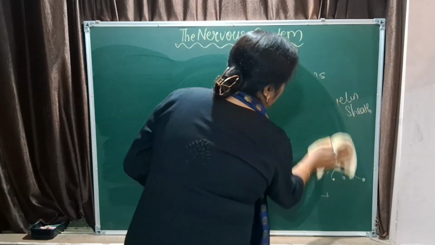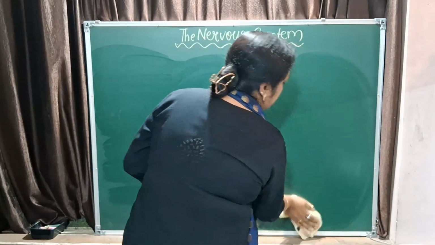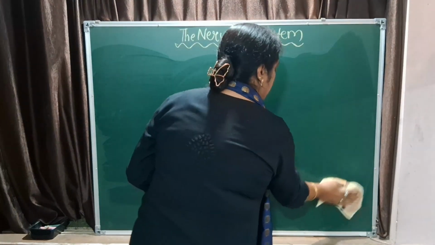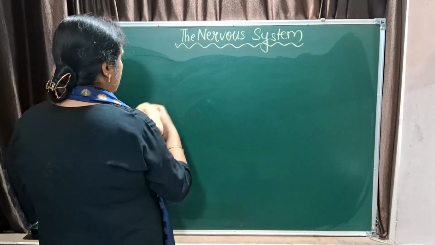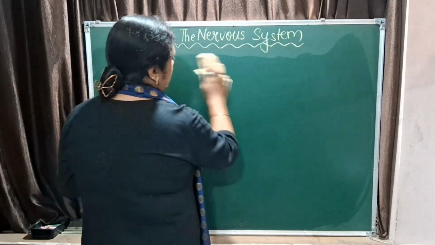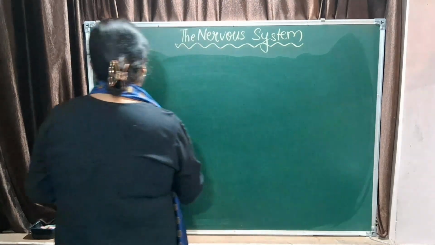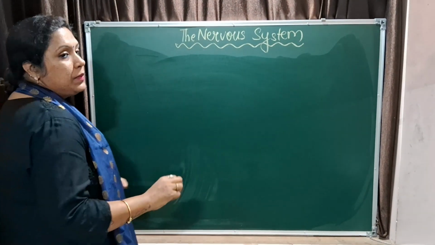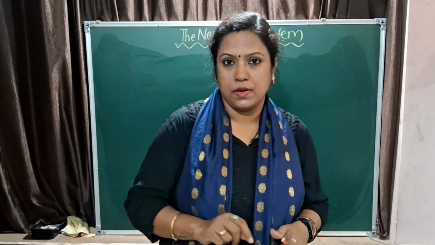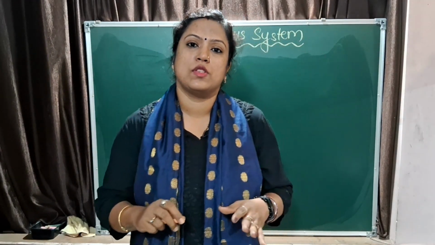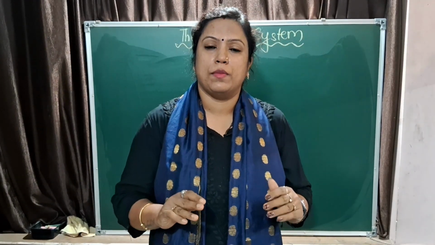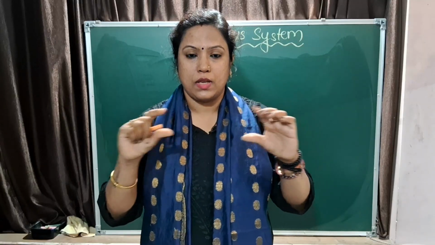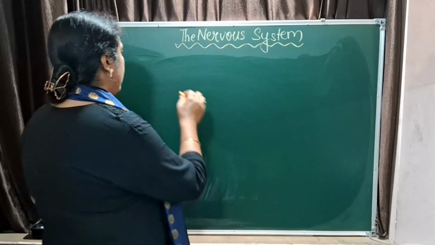Is anybody aware of active transport? We have studied it in the chapter on absorption in plants. What is active transport? Here we will come to know about an active transport called the sodium potassium pump. In the transmission of the nerve impulse, you have to remember that the axon is a double line structure, you can say.